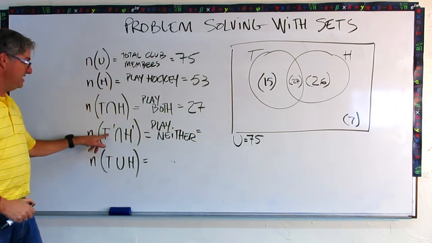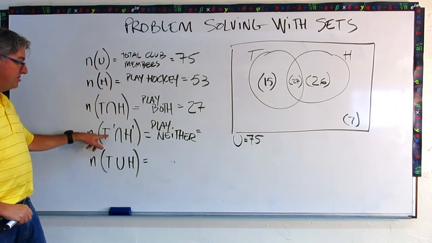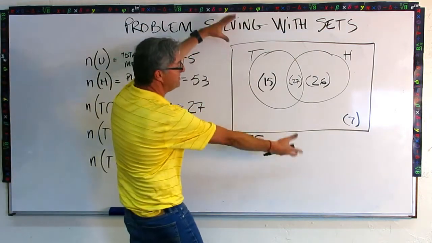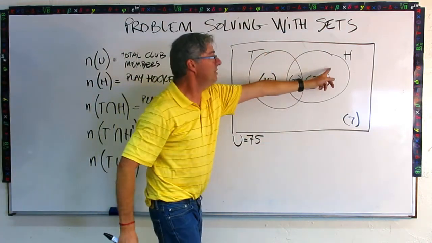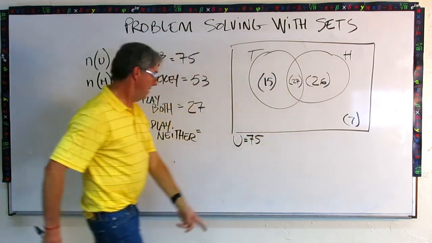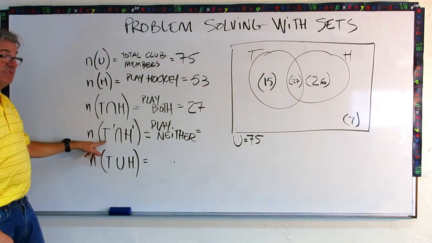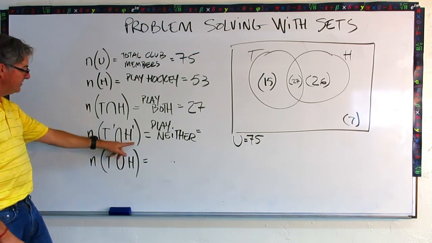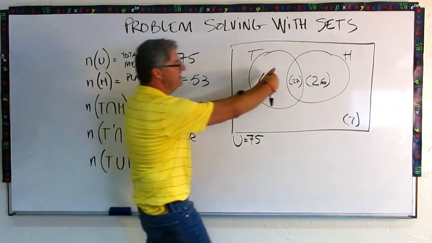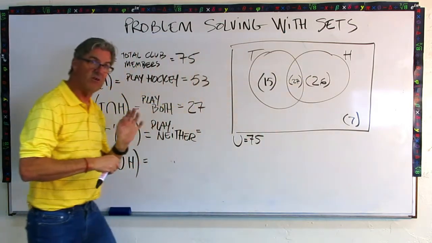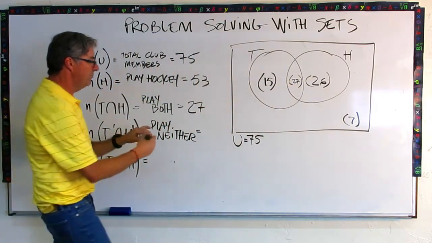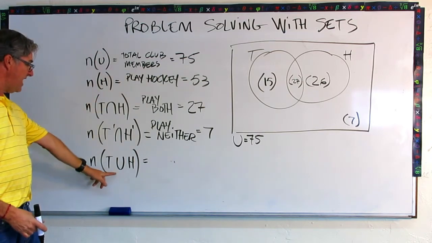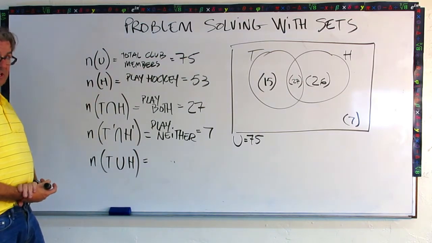Because T prime is all the people that don't play tennis. So that's everything on the outside of the tennis circle, which would include some hockey people. But we're intersecting T prime with H prime, which is everybody that doesn't play hockey. So this intersection is everything that's not in either circle, which is our 7. So play neither is 7. Okay? Now take a look at this last one. What is this asking for?